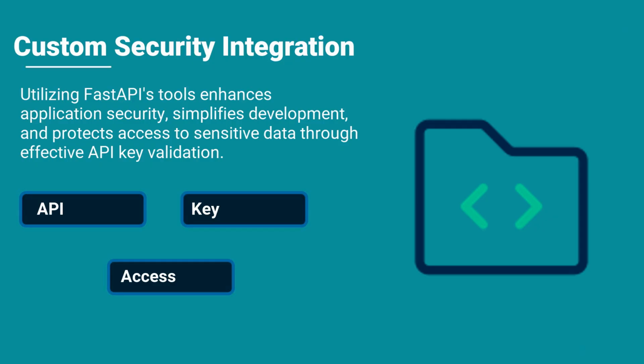Here, we've defined a custom security dependency using FastAPI's security utilities. Now, when a request is made to secure data, it checks for the presence of a valid API key in the header. If the API key isn't correct, the user receives a 403 forbidden error, which is just a way of saying, "Oops, you can't access this."